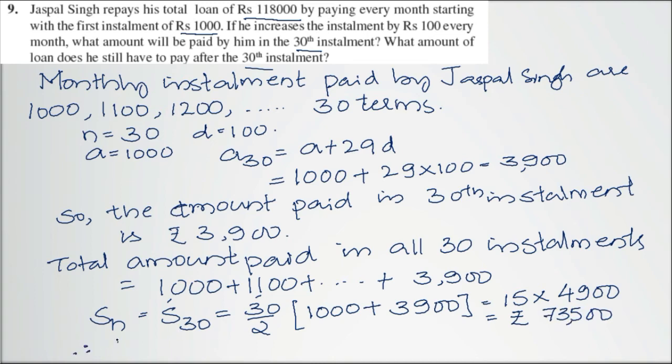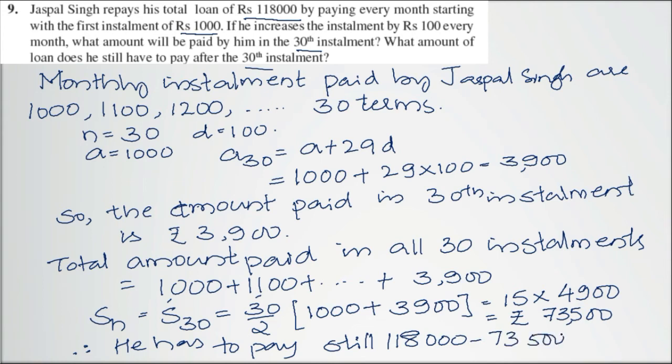Therefore, he has to pay still the total loan amount, 1,18,000 minus 73,500. If you subtract, we get the remaining amount as 44,500. This will be the amount left after 30th installment.